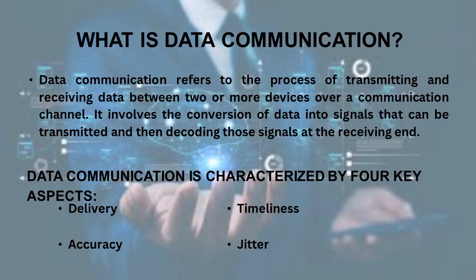There are four characteristics for effective data communication system. Let's discuss one by one. First one, delivery. The system must deliver data to the correct destination. Accuracy. The system must deliver the data without error and accuracy. Timeliness. The system must deliver data in a timely manner. Jitter. Jitter refers to the variations in the packet arrival time.